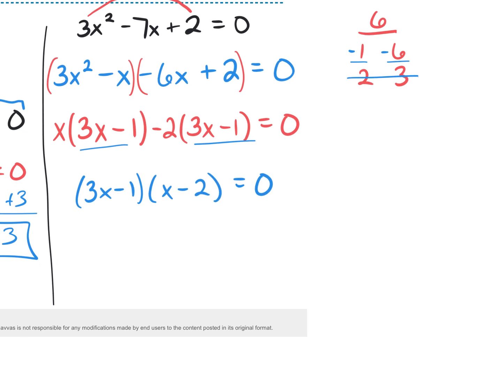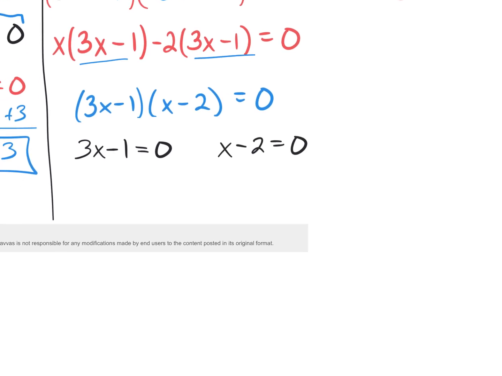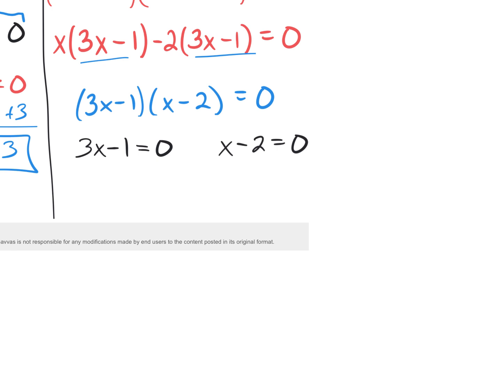Okay? Now I want you to actually solve. How do I solve this? Yep, take them both separately and set them equal to 0. So I have 3x minus 1 equals 0, and I have x minus 2 equals 0. I want to talk about that left side real quick. How do I solve for x? Plus 2. The left side, sorry.